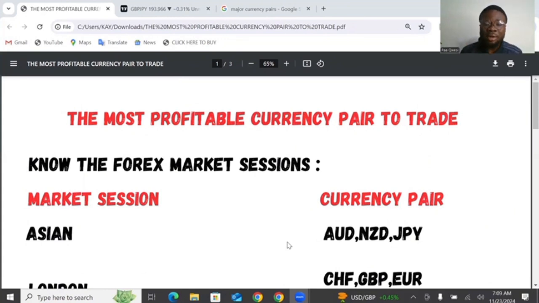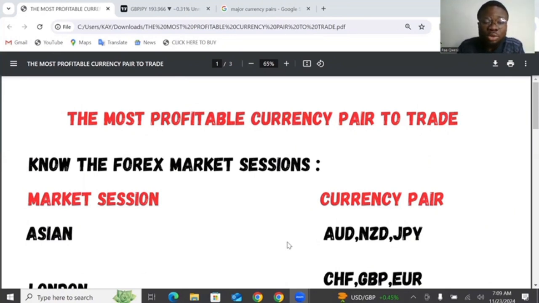So if you are selecting a currency pair, you need to factor the various market sessions into consideration. These are the major market sessions, and we also have sub-sessions. When it comes to the Asian session, for instance, we have the Tokyo session, the Sydney session, and the Auckland session. They are all included in the Asian session.